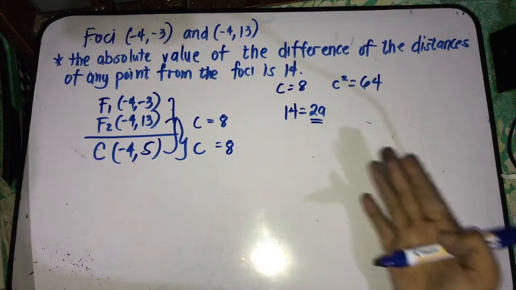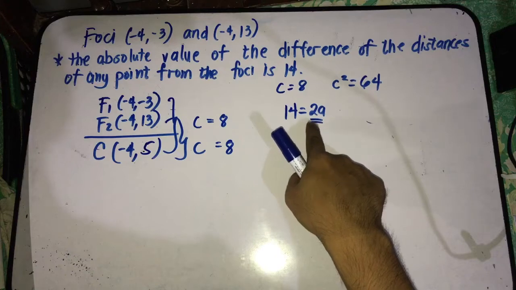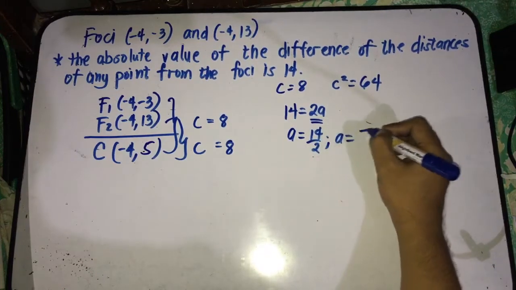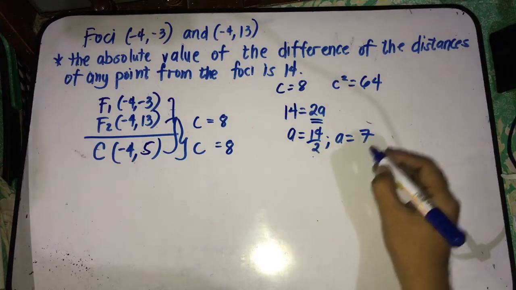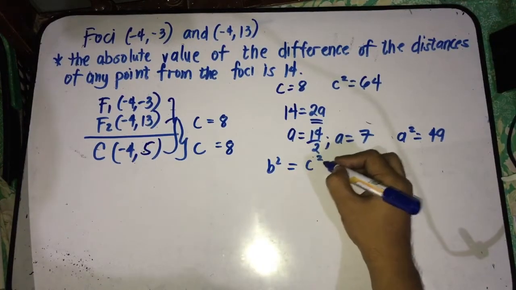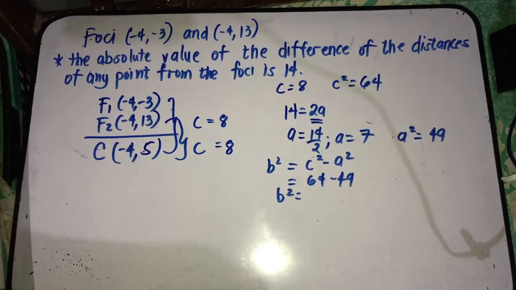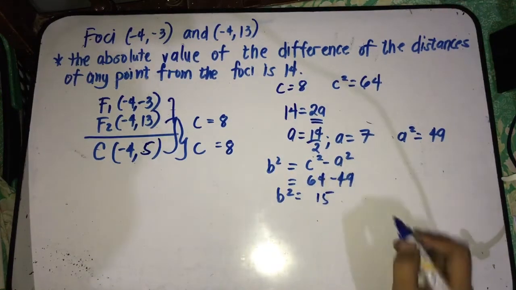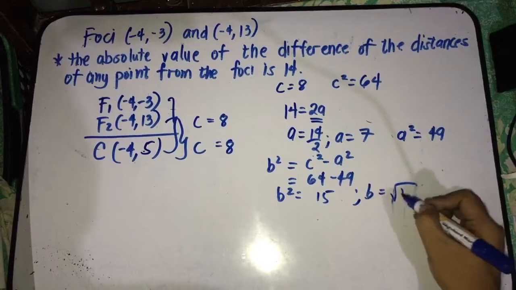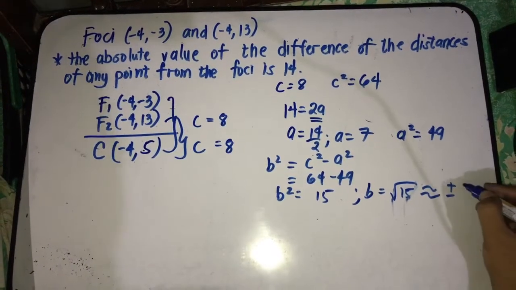The absolute difference of the distances from any point to the foci is equal to a constant, and that constant is 2a. 14 is equal to 2a, therefore a is equal to 14 over 2, and a should be equal to 7. Okay. If a is equal to 7, a squared is 49. And what is b squared? B squared is c squared minus a squared. So that is 64 minus 49. Therefore, b squared is 15, and that b is equal to plus minus square root of 15. So that is plus minus, most likely, 3.87.